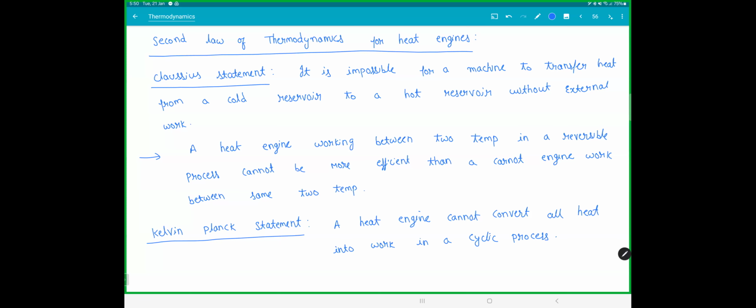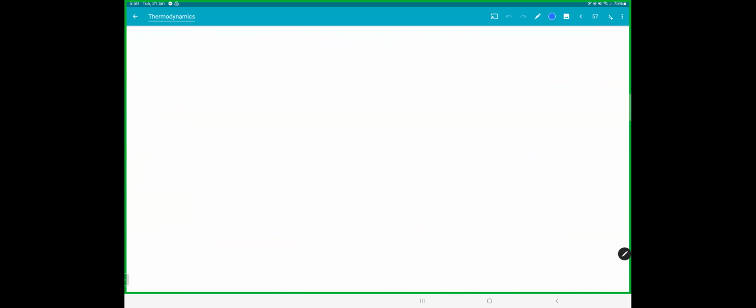Clear with these things? Now let's see what this Carnot cycle is. Again, I'm saying all this heat engine stuff is removed from the mains. We'll not be doing any proofs and all. We'll just see the main results, those are the important ones. Turn the page. Any doubt so far?